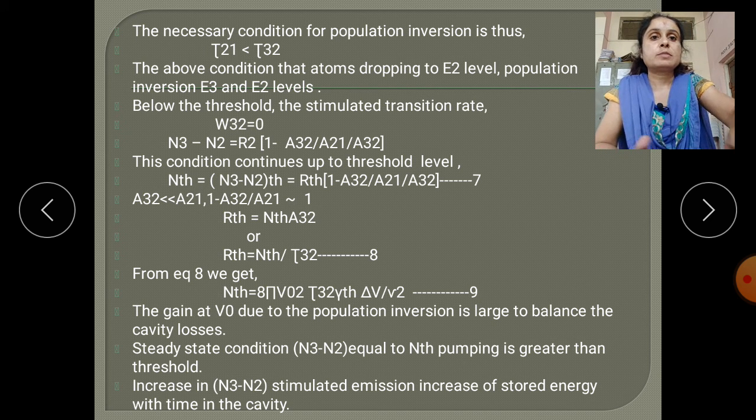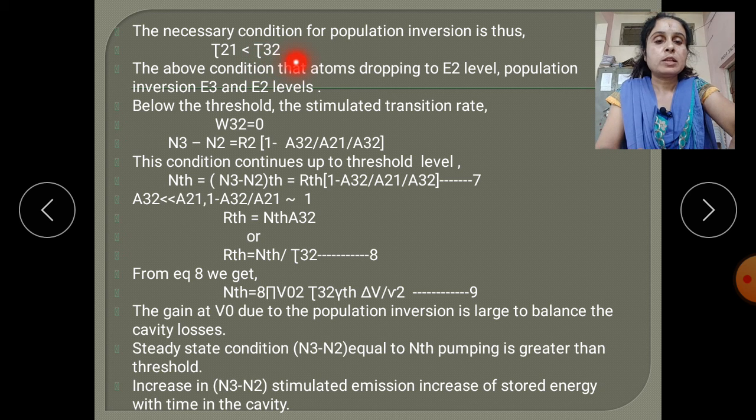So, next we can define the condition for population inversion. It is a very important condition that can be defined for population inversion schemes in the form of time period T21 less than T32. That will be the condition for dropping the energy level of E2, and population inversion can take place between energy levels E3 and E2.